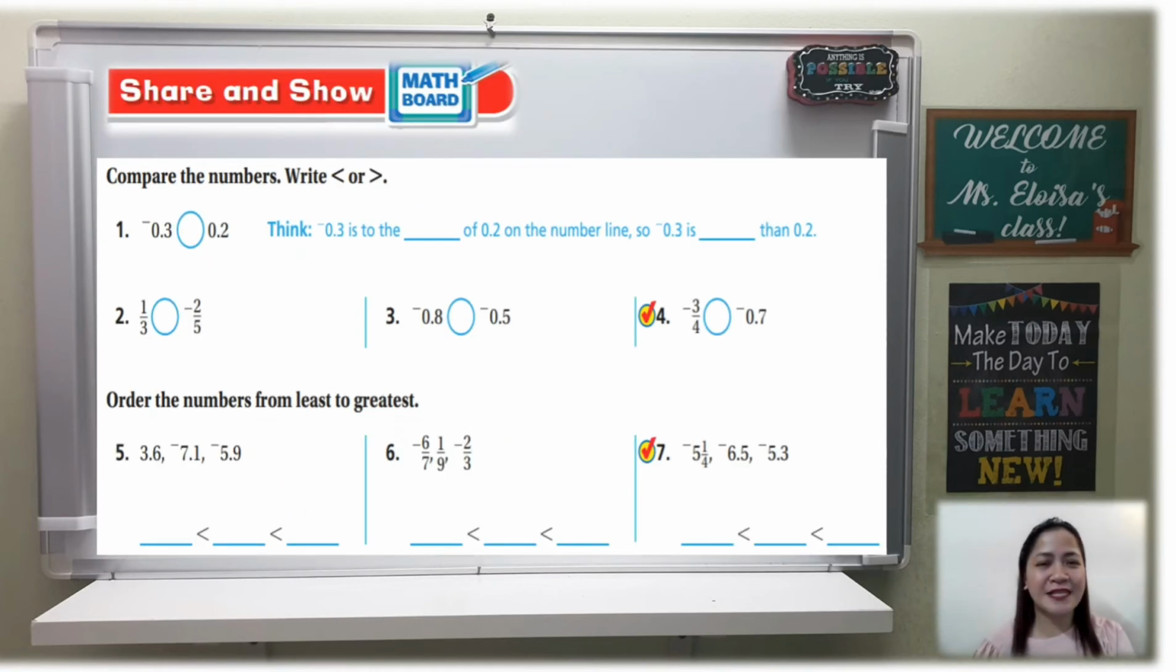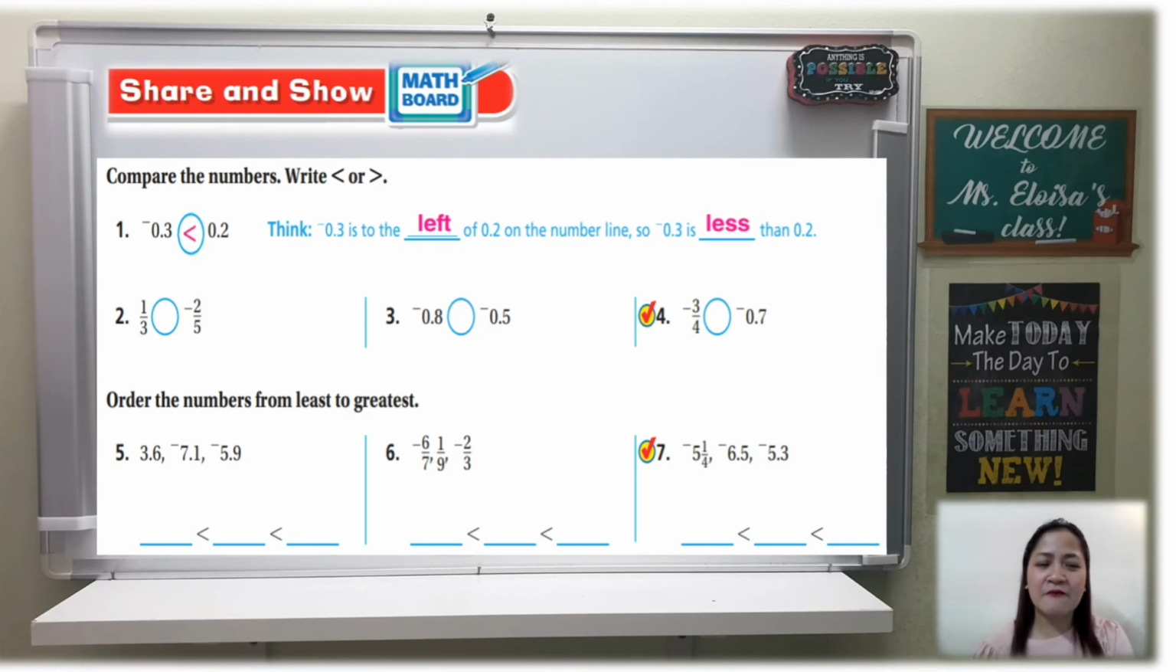Now for more practice, let us do share and show. For numbers 1 to 4, we need to compare the numbers, write less than or greater than. So we have number 1, negative 0.3 and 0.2. So think, negative 0.3 is to the left of 0.2 on the number line. So negative 0.3 is less than 0.2. So the answer is less than.